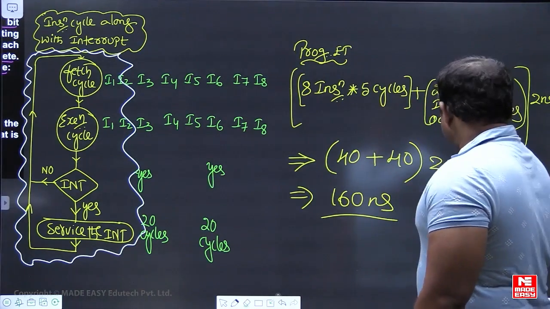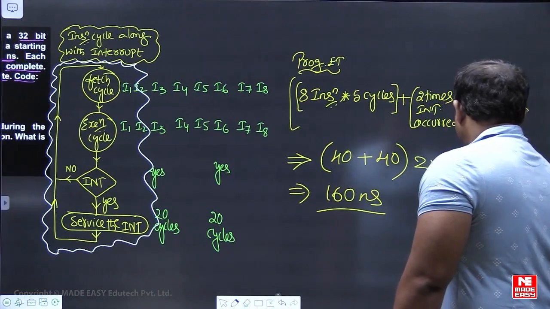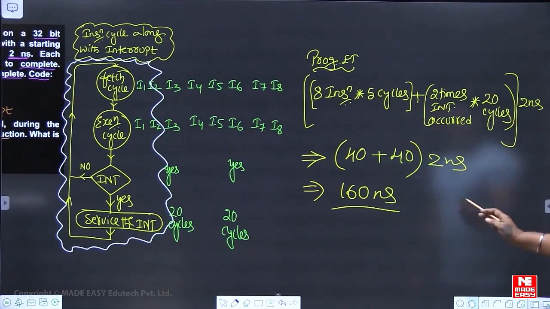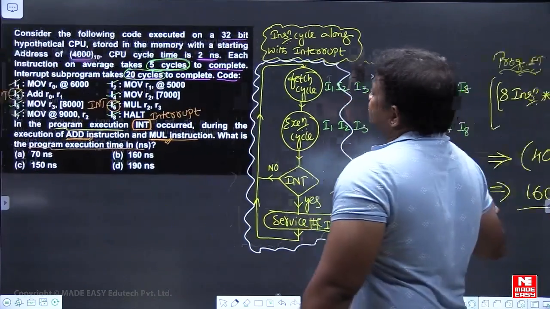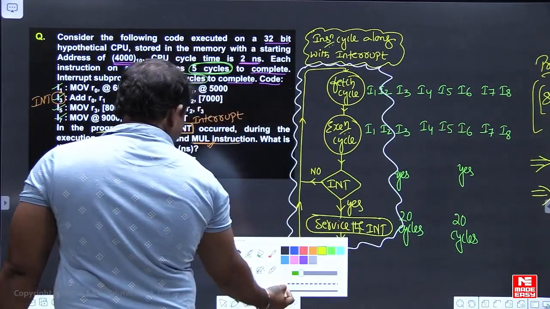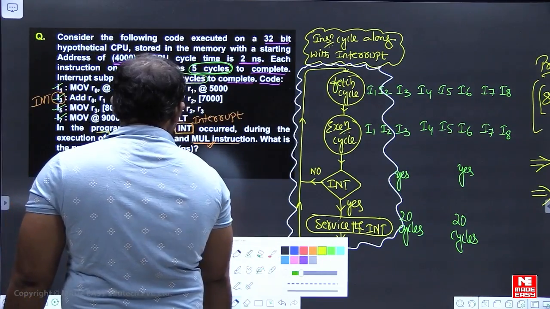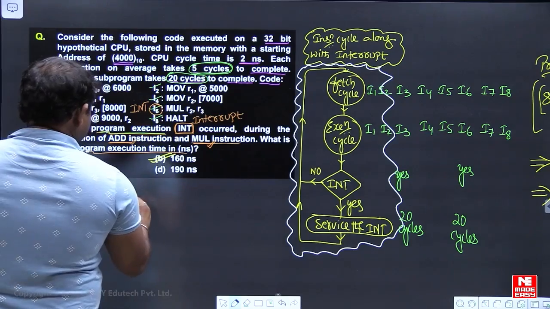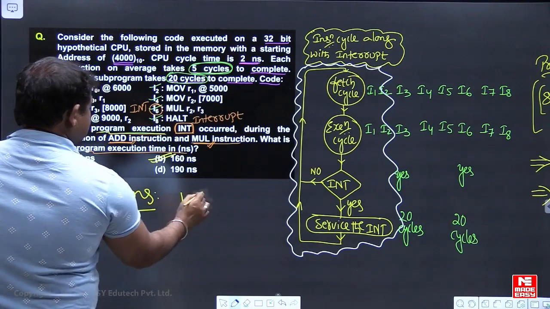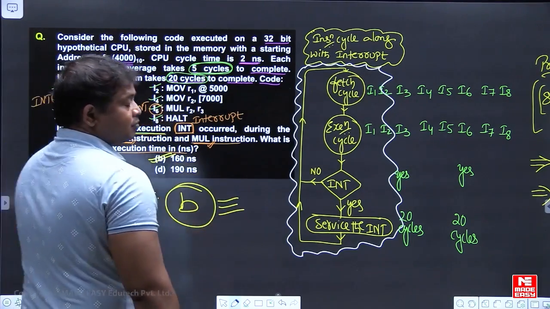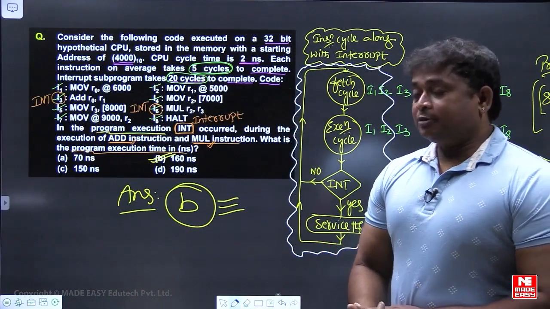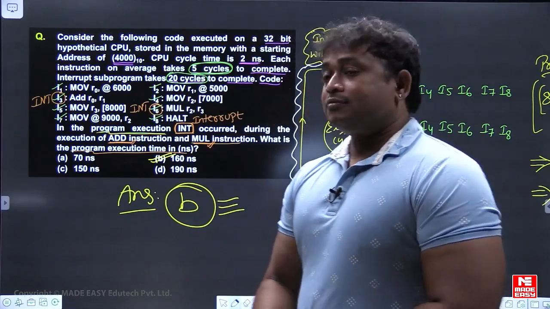This is the analysis. Let me show the question once again. I hope you understand the analysis. Yeah, this is the question. In the question, options are there. Now we need to select the answer. 160 nanosecond. B is the answer, right? B is matching. Okay, students, clear? Very good. Now let me show the next question.